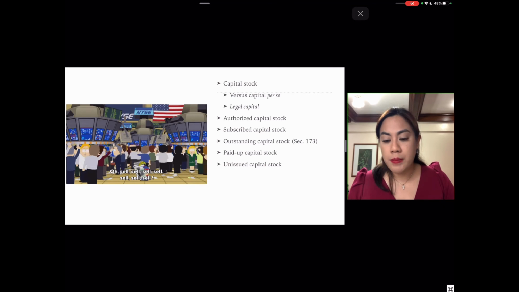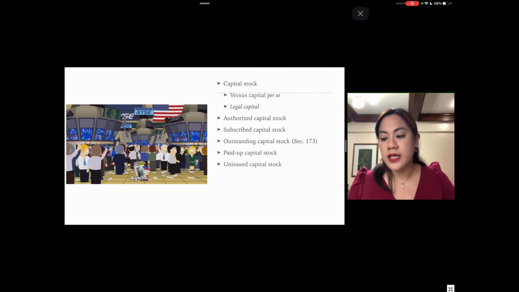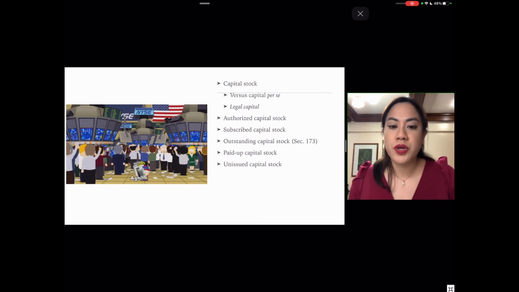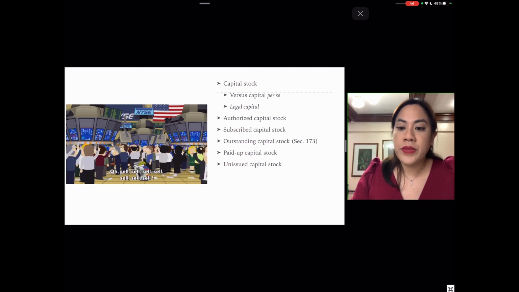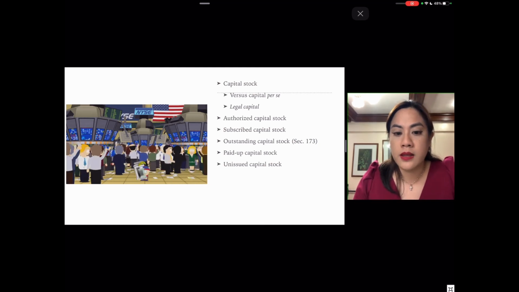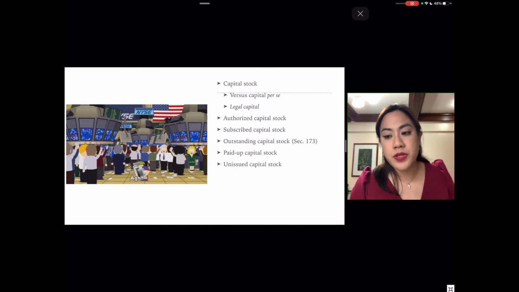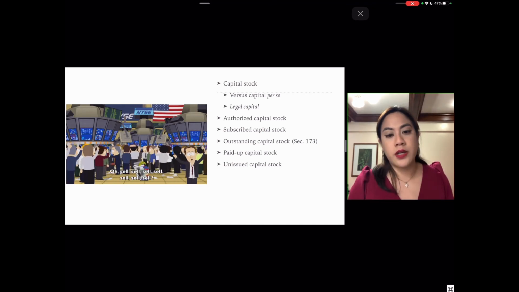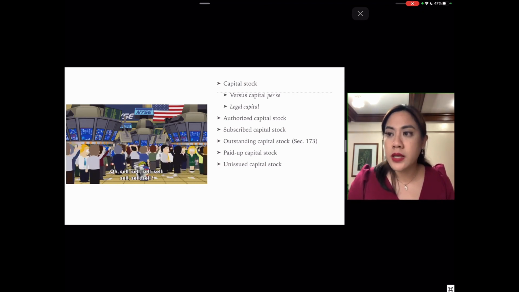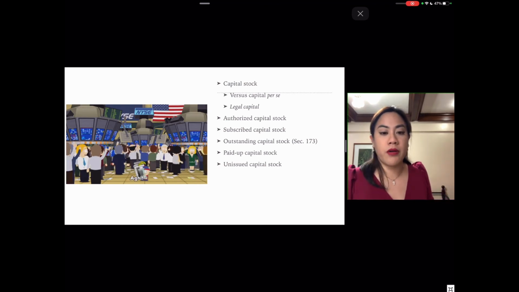Now, subscribed capital stock is promised, whether fully paid or not. A subscribed capital stock presupposes an original subscription contract executed. And we will discuss this when we get to Sections 59 and 60 on subscription contracts and pre-incorporation subscription. Shares that were originally subscribed and resold are a different matter, and we will discuss this when we get to treasury shares. Now, when we go to outstanding capital stock, it is explicitly defined under Section 173 of the RCC.